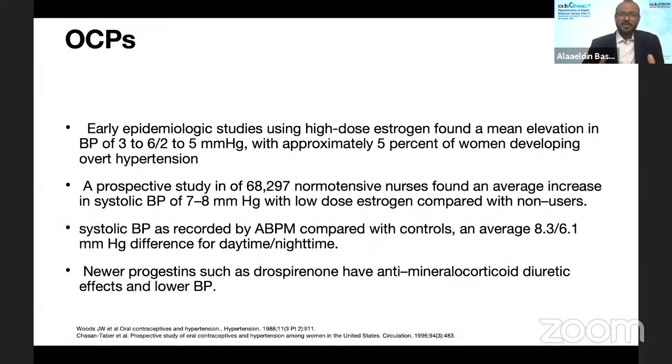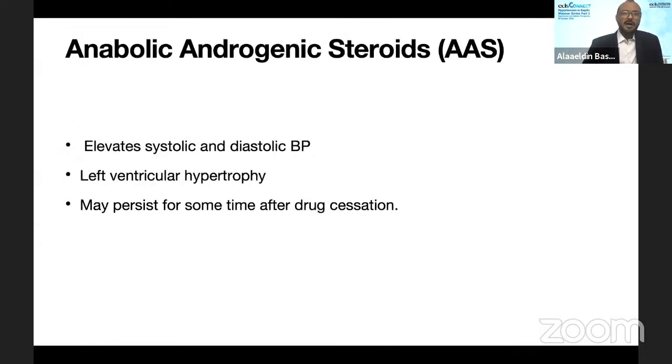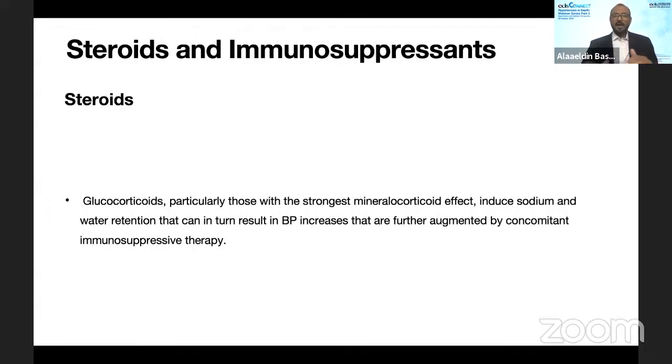The oral contraceptive pills are also associated with an increased risk of hypertension. And anabolic steroids as well increase the systolic and diastolic blood pressure and cause left ventricular hypertrophy. Steroids, as I said, have been discussed previously.